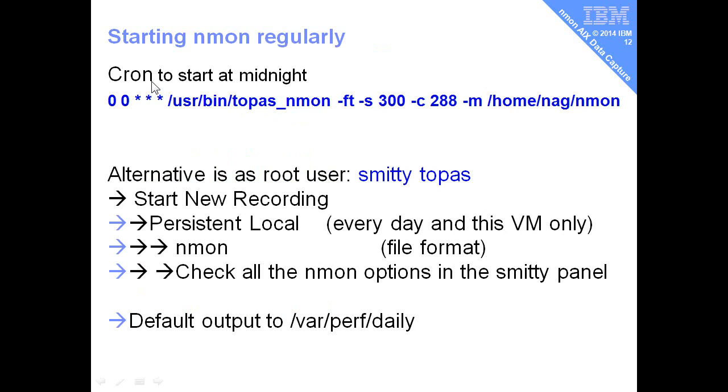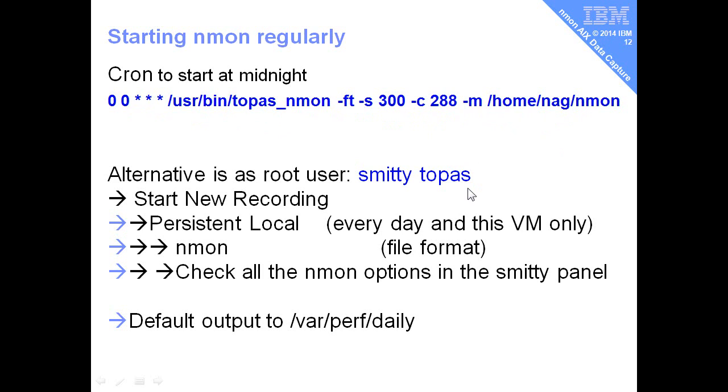So you might use cron to do that. This is an example here. We've got 0 minutes past the 0 hour, so that's midnight, any day of the month, any day of the week, and any month. And then we're going to run the Topaz Nmon command. I'll cover the -t and the -n option in a minute, but you can see this is giving a directory where to put the files.